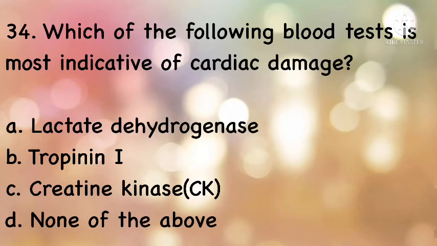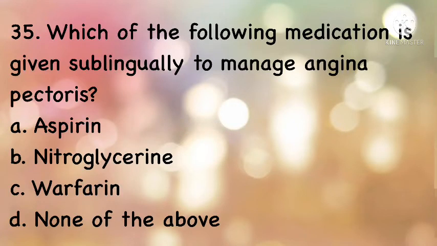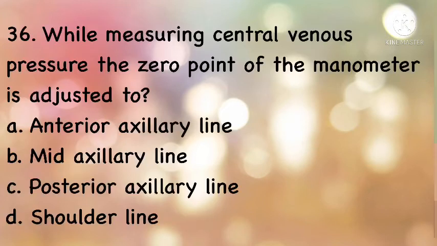Which of the following blood tests is most indicative of cardiac damage? Lactate, troponin I. Correct answer is B, troponin I. Which of the following medications is given sublingually to manage angina pectoris? Aspirin, nitroglycerin, warfarin, none of the above. Correct answer is B, nitroglycerin.